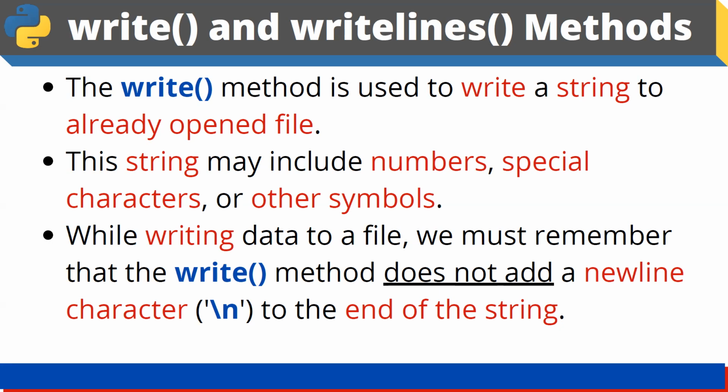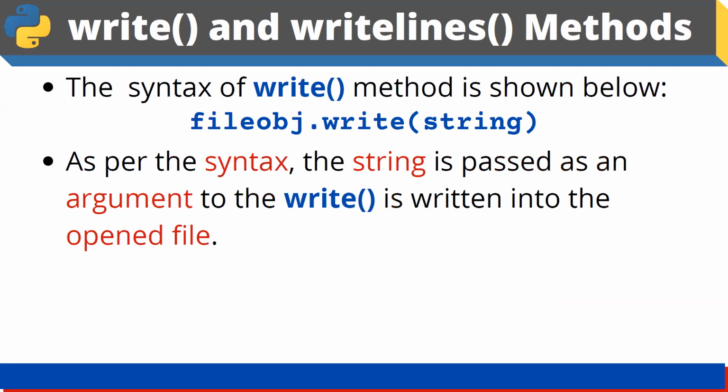While writing data to a file, we must remember that the write method does not add a newline character to the end of the string. We have to remember this point. The syntax of the write method is file object dot write, passing the string as the argument. As per the syntax, the string passed as an argument to write is written into the open file.